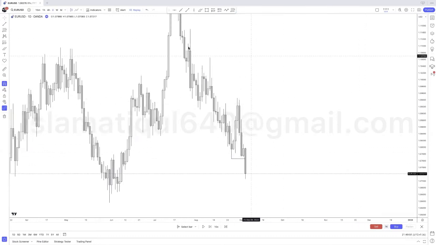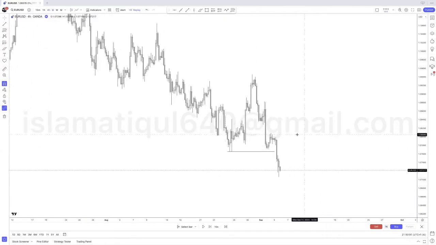Can you show the indicator name, bro? One of my friends sent it to me, so I'll send it to you on Discord. I have the source code or something.